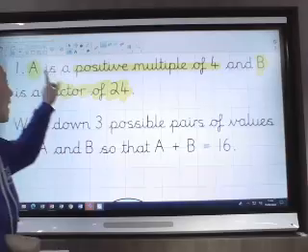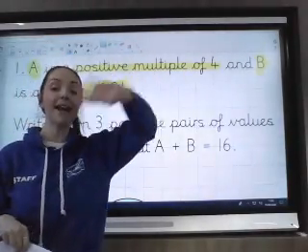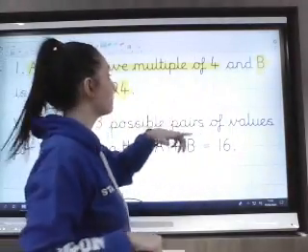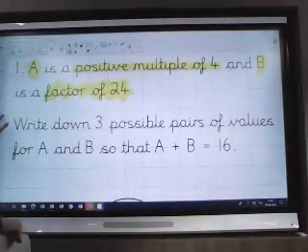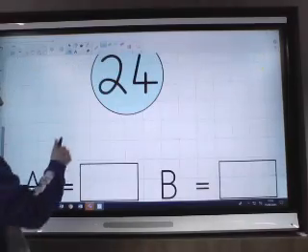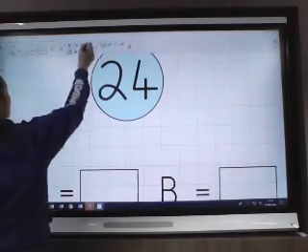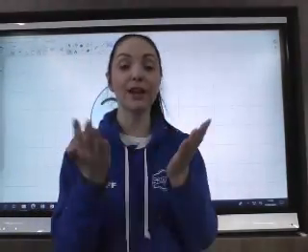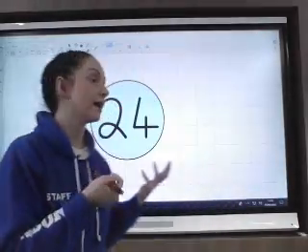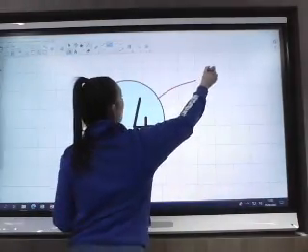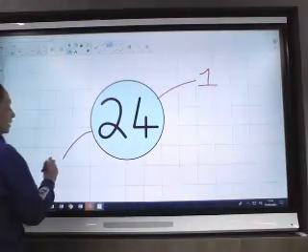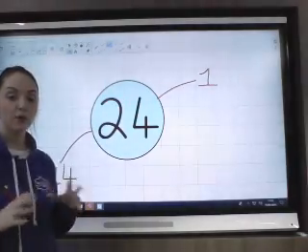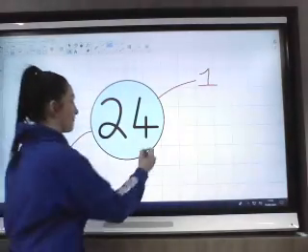Okay, so remember, A has got to be a multiple of 4. It can be any multiple of 4, but obviously it's got to be lower than 16, hasn't it? Otherwise it wouldn't work. And B is a factor of 24. So let's just quickly go over factors. So remember, pairs of numbers that multiply together to get 24 are factors. So for example, 1 and 24, because 1 times 24 equals 24. So that they're a pair of factors.